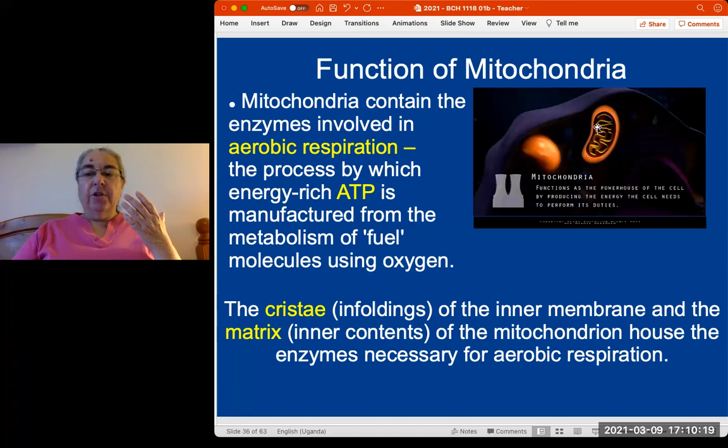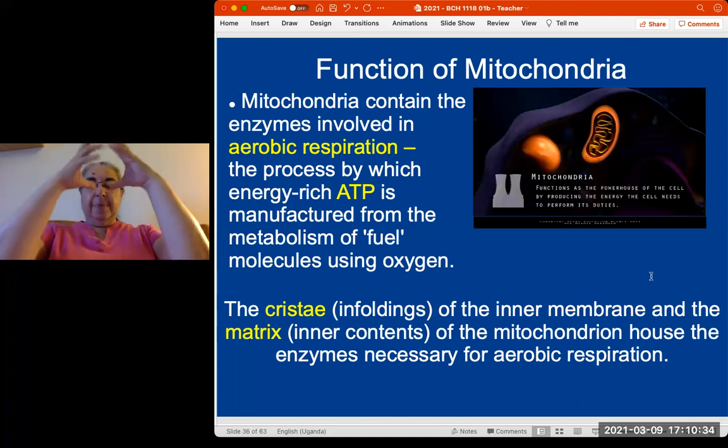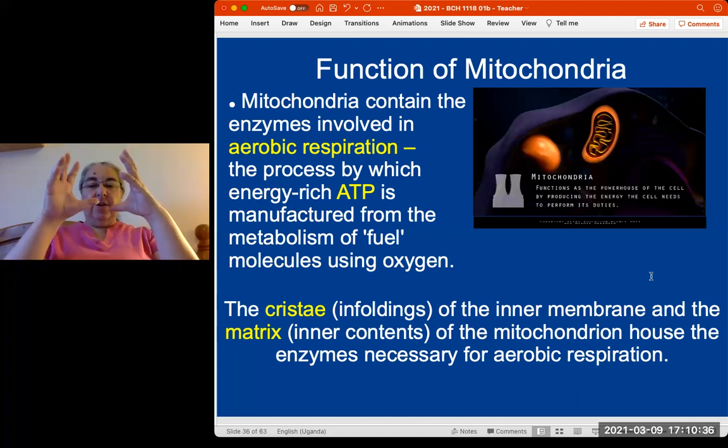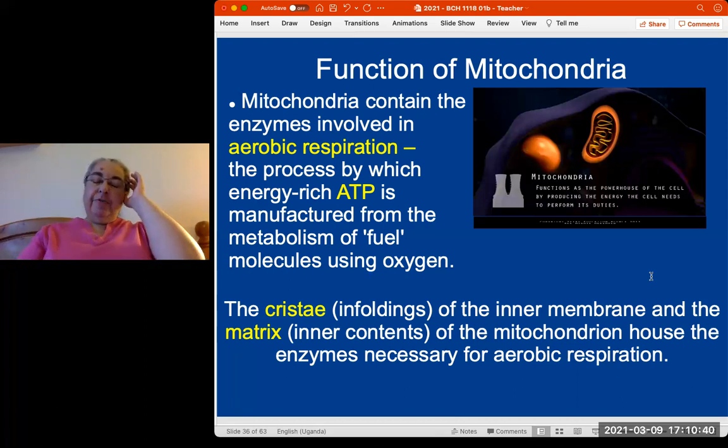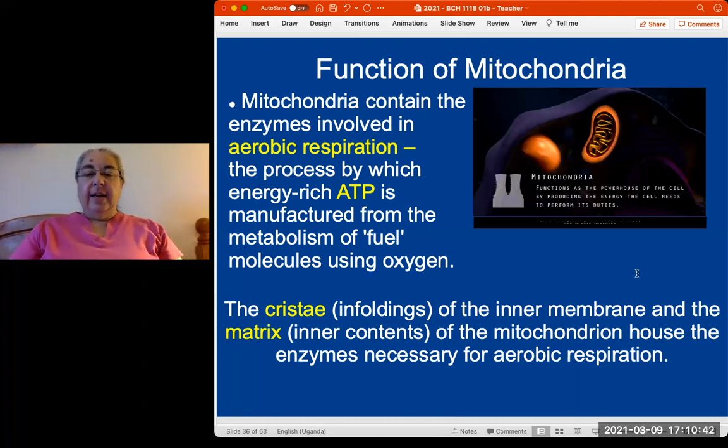So there are lots of folds of membrane called cristae, or infoldings of the membrane. And the mitochondrion actually has two membranes, an outer membrane, which sort of acts to separate the inside from the rest of the cell contents, and then the inner membrane, which is the one that's so very folded, and that's the one that has the enzymes which carry out aerobic respiration.